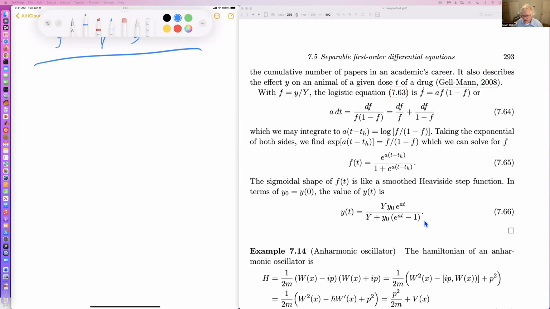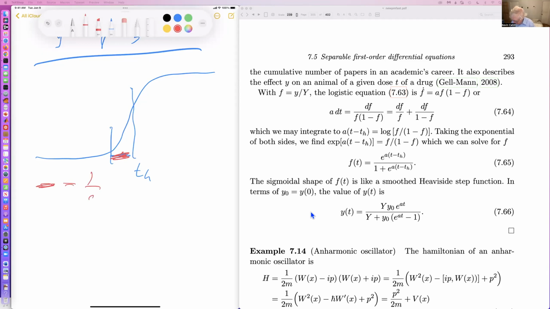The solution, what it typically looks like is something like that. And in this region here, where this is the value, say, t sub h, and this value here, maybe I'll use red, this distance is equal to 1 over a, and that's what this solution looks like.